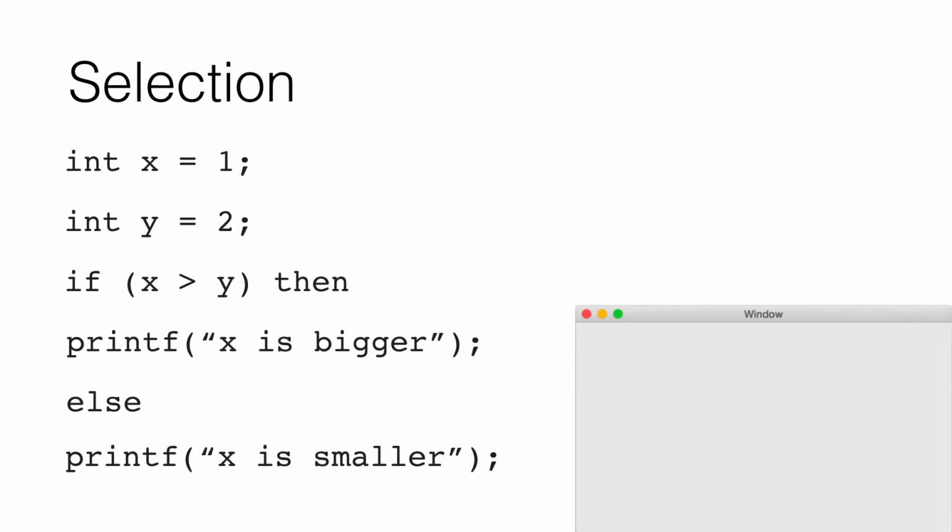A selection structure is a structure where statements only execute when the condition is true. For instance, we first declare x is 1 and y is 2. Then we let the condition be x is bigger than y. If we run it, it will print out "x is smaller" because x is not bigger than y. Therefore, printf "x is bigger" will not be executed.